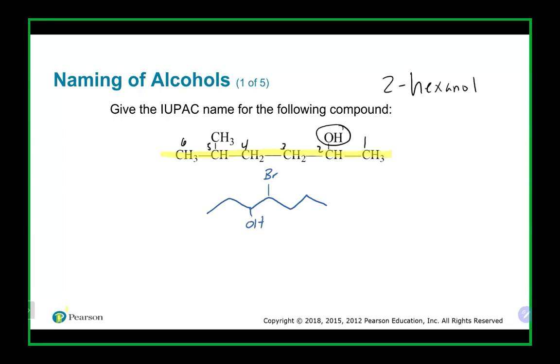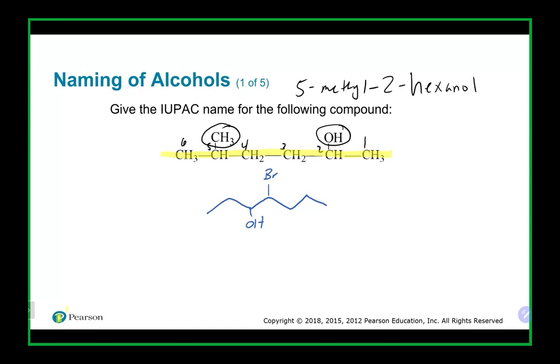And because we locked the numbering in going right to left here, that means that the other group that is there has to be locked into number 5. And that would then be a 5-methyl 2-hexanol. Any questions on that one there?